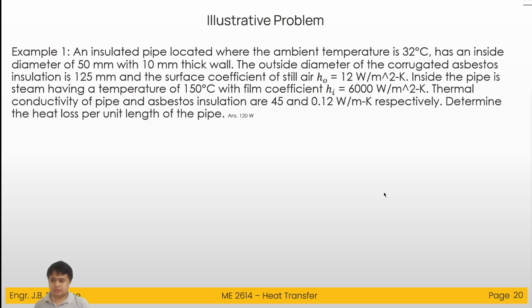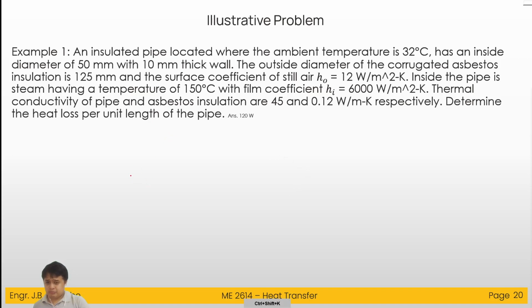This is the pipe. The outside diameter of the corrugated asbestos insulation is 135. The surface coefficient of steel area is given. And inside the pipe we have steam at 100 Celsius with a film coefficient of 6,000 watt per square meter K. The thermal conductivities of the pipe and asbestos insulation are 45 and 0.12 watt per meter Kelvin. Determine the heat loss per unit length of pipe.